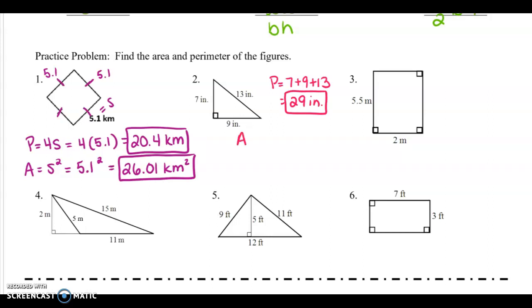Whereas the area is 1/2 the base times the height. Now the important part is your base and your height are always going to make that 90-degree angle. So look at that box. That box will tell you where your height is and your base is. So that's 1/2 times 7 times 9. So you can use 1/2 or 0.5 in your calculator. You're going to get the same answer either way, and that's going to be 31.5 inches squared.